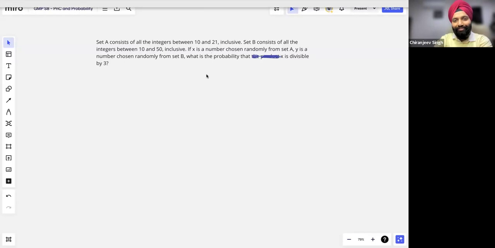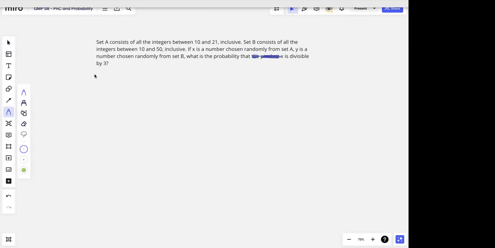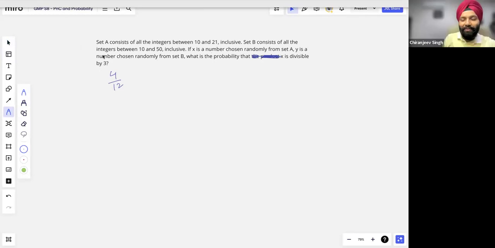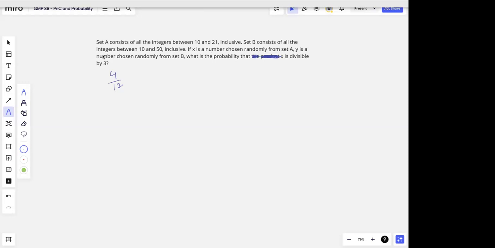3 responses so far. So Nikita, how did you solve it? I considered x is divisible by 3, so 4/12. And I've assumed then y is not divisible by 3, so 28. Why? Because only x is divisible by 3.